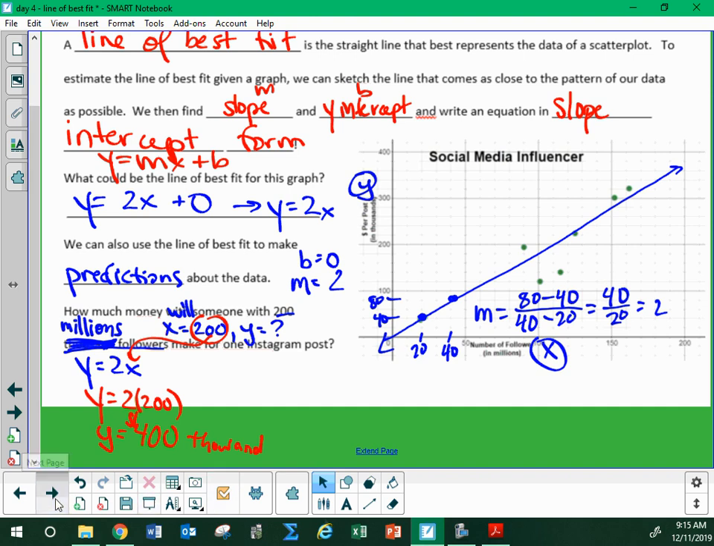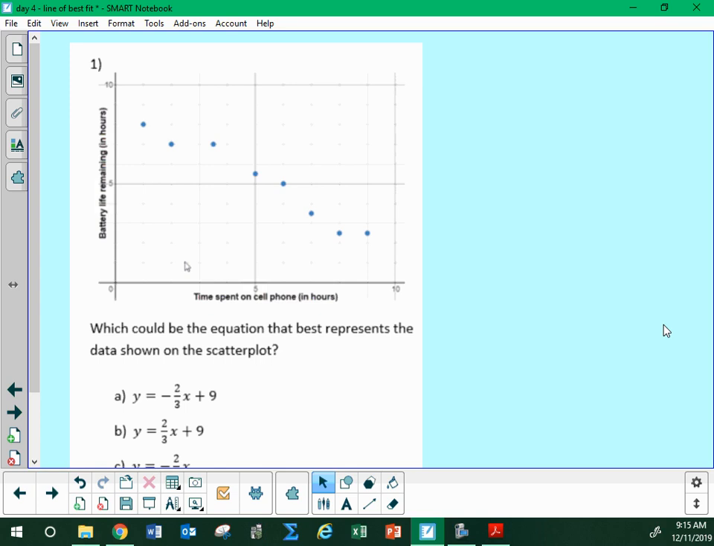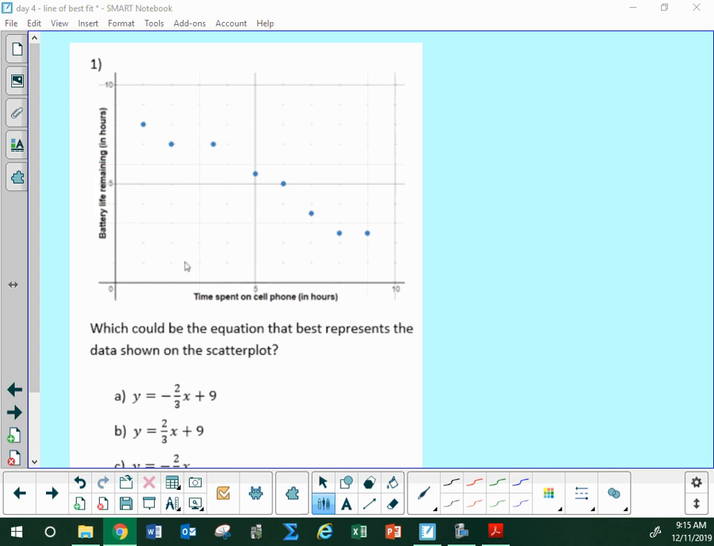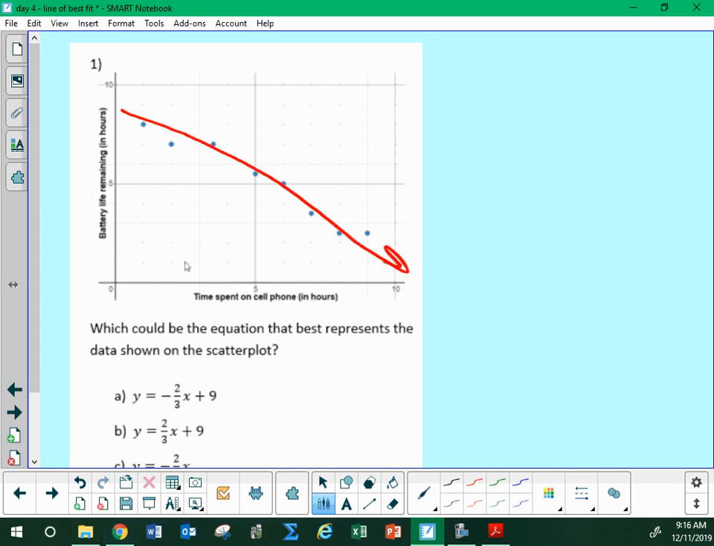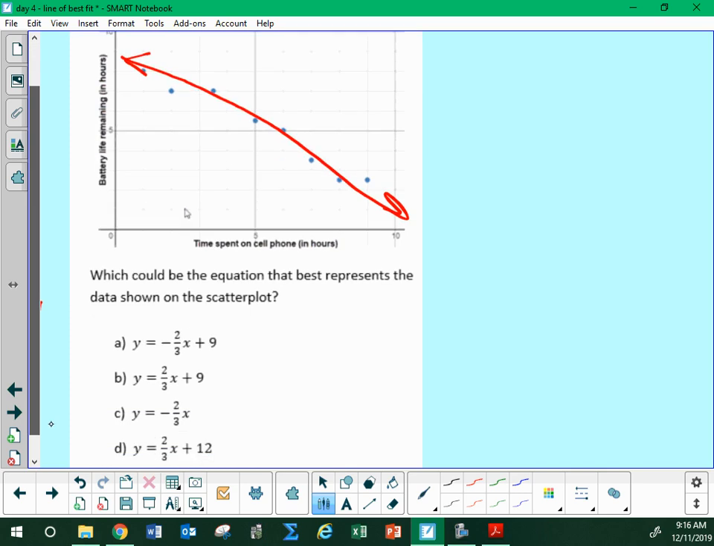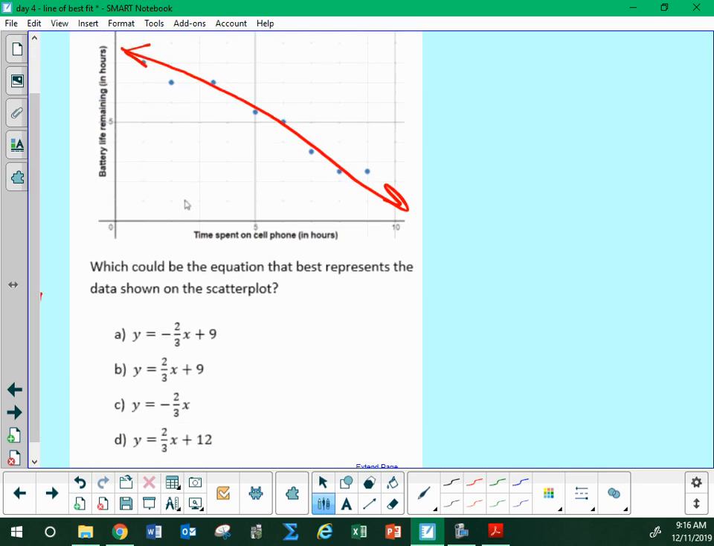Now go ahead and flip your notes over to the back side there. So we're pausing with our social media influencer. We're going to take a look at some other examples. So here it says, which equation best represents the data shown in the sketch? Okay. So if we were to draw an approximate line of best fit, just do your best to draw, and then you think it kind of goes through the middle of it all. Which of these equations would be most likely, of these four, which one best represents the data?